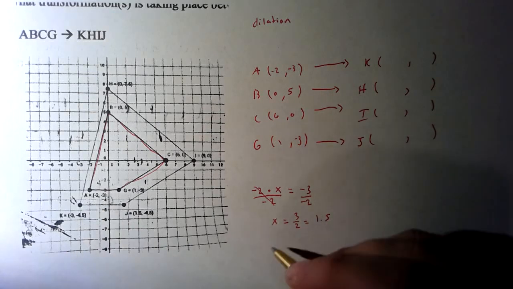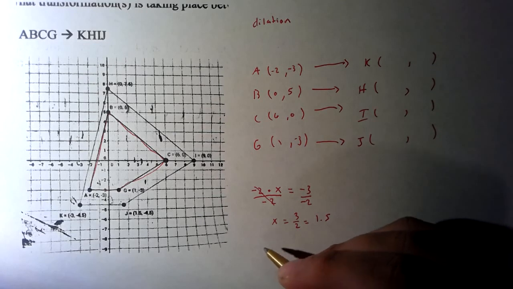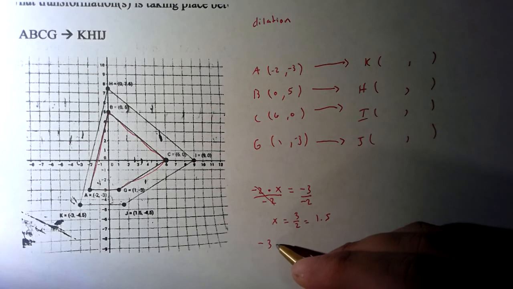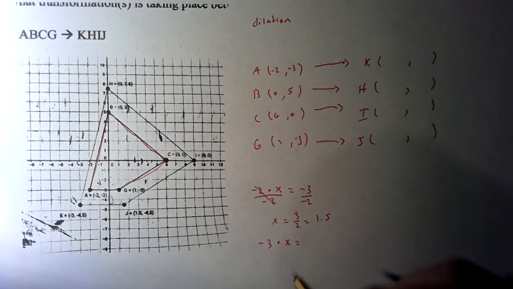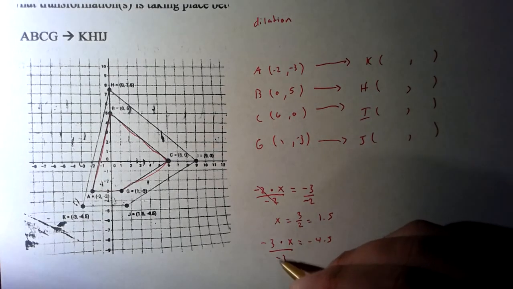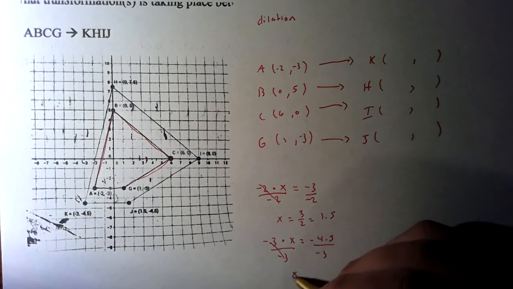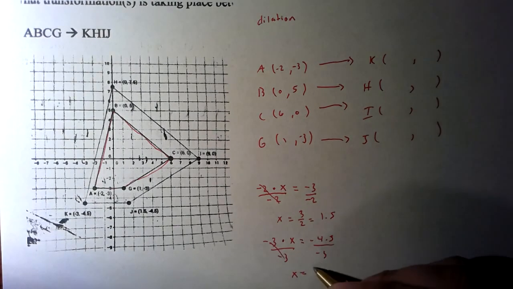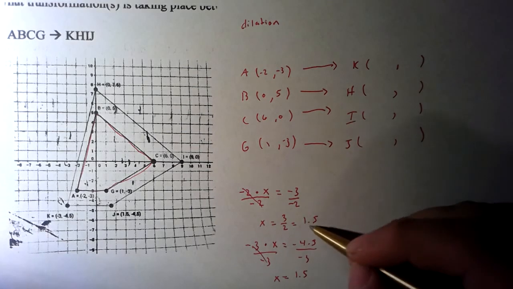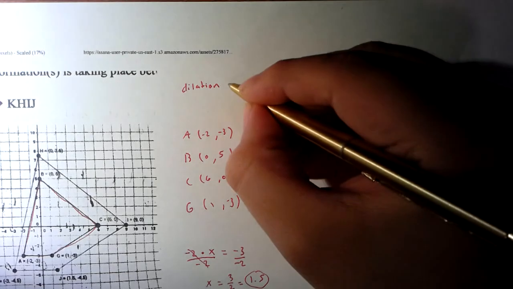So we can check that again. So let's set up our little equation. Of course, this is just a check. You don't have to do this part, but -3 times x equals -4.5. Again, we divide, x equals, and we get the same result, 1.5. So again, this tells us that we're using the scale factor of 1.5. So this is really a dilation.